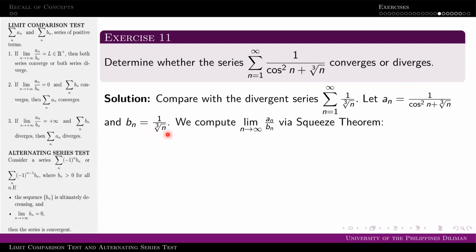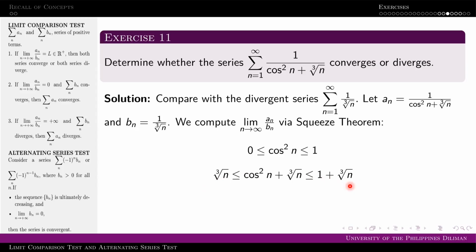So, kung kukunin natin yung limit after setting an to be this and bn to be 1 over cube root of n, kailangan natin mag-squeeze theorem kasi meron tayong cosine squared n, no? So, paano tayo ulit mag-squeeze theorem? Kailangan muna nating i-bound tong an over bn natin. Ang an over bn natin dito is just this an multiplied by cube root of n, no? So, meron tayong alam na bound for cosine squared n, which is 0 to 1.